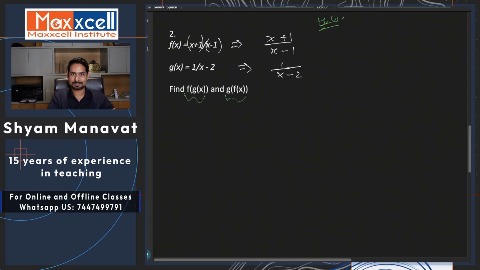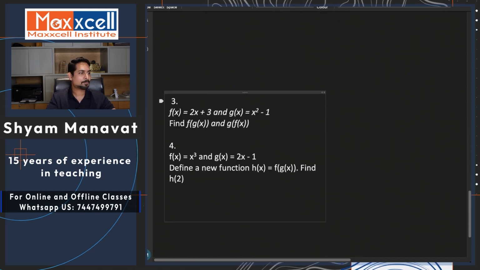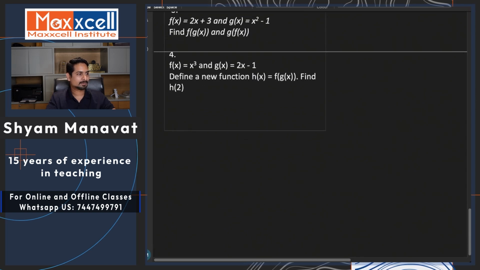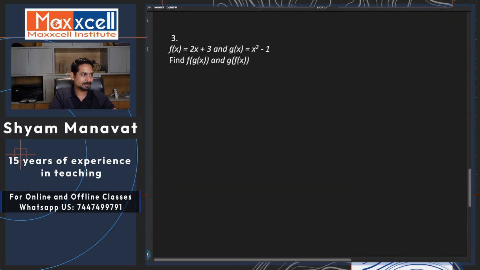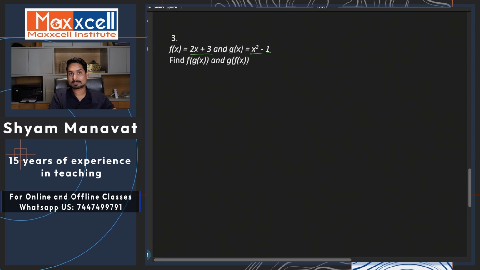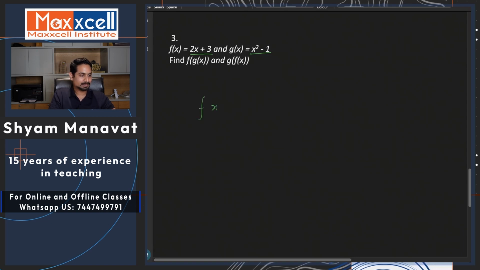Yes. Substitute. Okay, let me solve this question number 3 for you, so that it will be again clear to you what we need to do. So here you got f of x as 2x plus 3 and g of x as x square minus 1. Simplify this. F of g of x, f of g of x as per the question we need to find out.